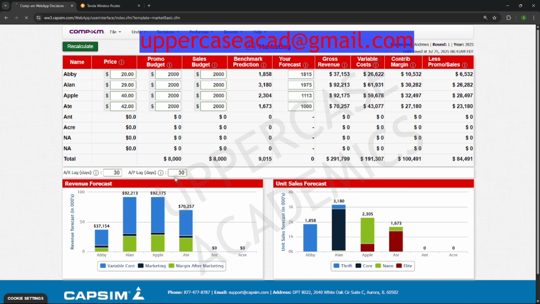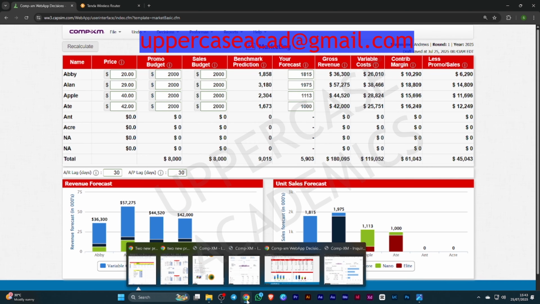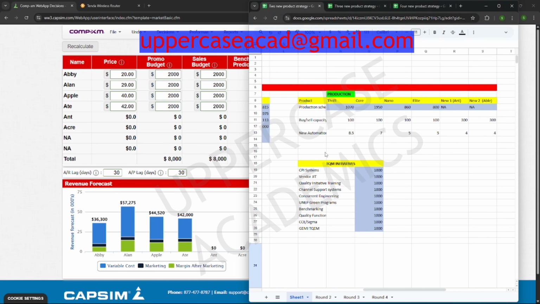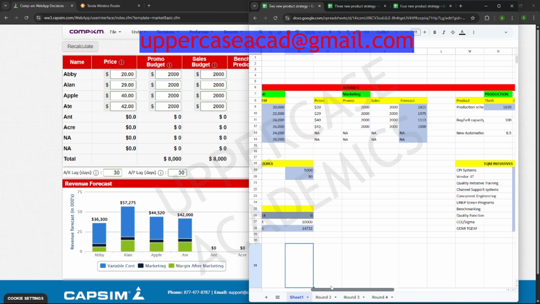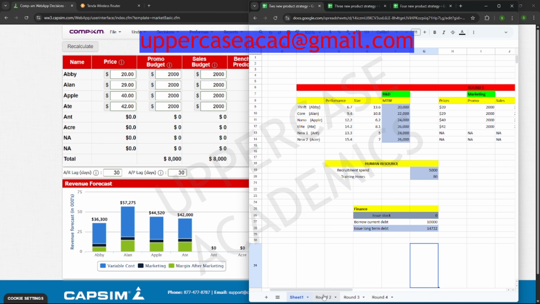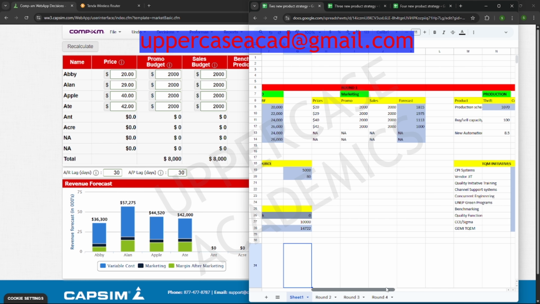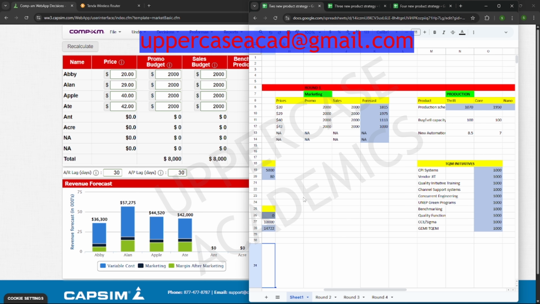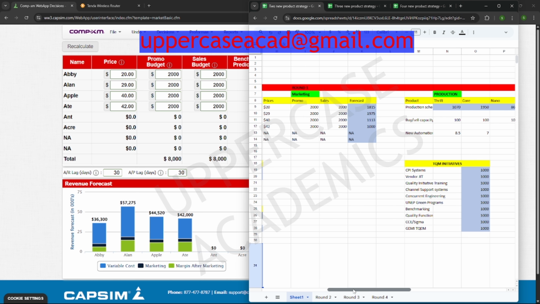You might be wondering where is my Excel sheet, so let me show you. This is my Excel sheet. You see we have round 1, round 2, round 3, and round 4. I'm just getting the values here as I inserted them because we had already calculated with the Excel sheet. If you need any help, I can send you this Excel sheet.